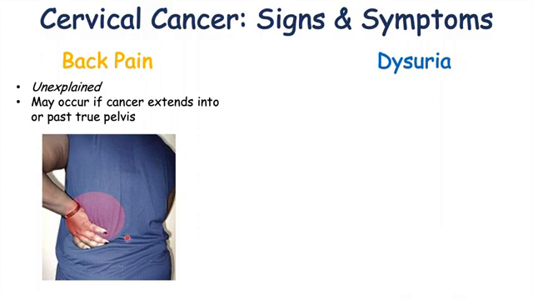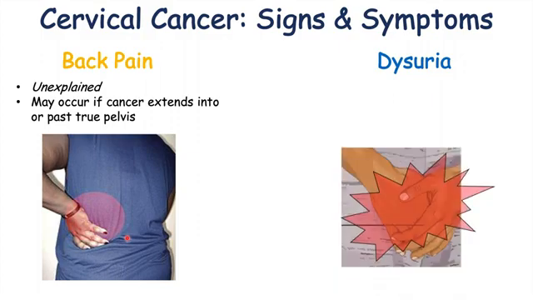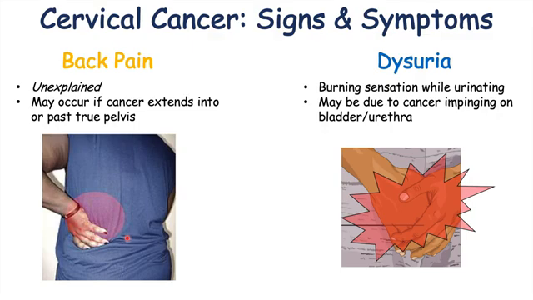Dysuria is also another finding in cervical cancer in some patients. So a lot of these findings we're going to talk about are going to be in later stages of the disease when the cancer has spread. So dysuria is a burning sensation while urinating. So this burning sensation while urinating is going to be or could be due to the cancer impinging on the bladder itself or on the urethra.